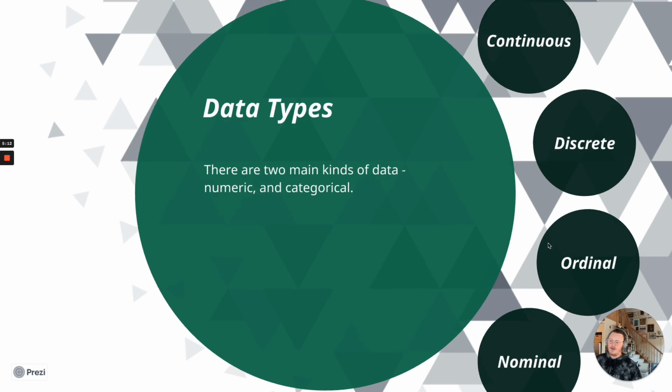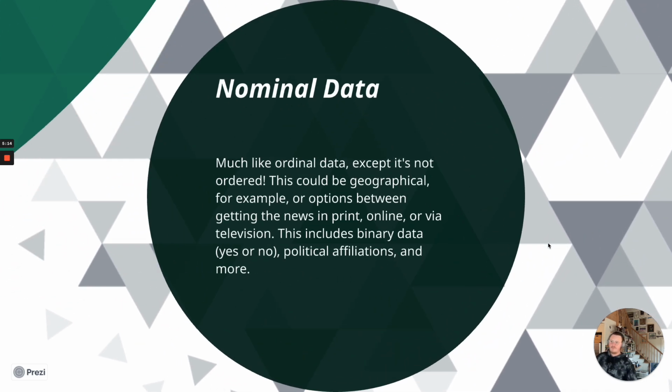Alternatively, nominal data, it's similar to ordinal data, but it's not ordered, right? Wow, shocker, okay? So this could be like geographical, right? Like Norway doesn't come before Colombia, right? Like they're just different places, right? There's not one that comes naturally before the other one. They're just different. So it could be geographical.